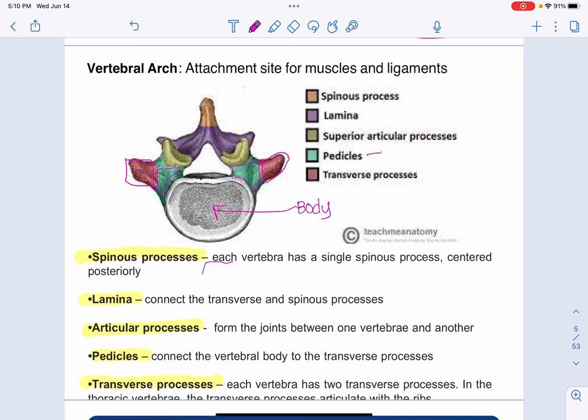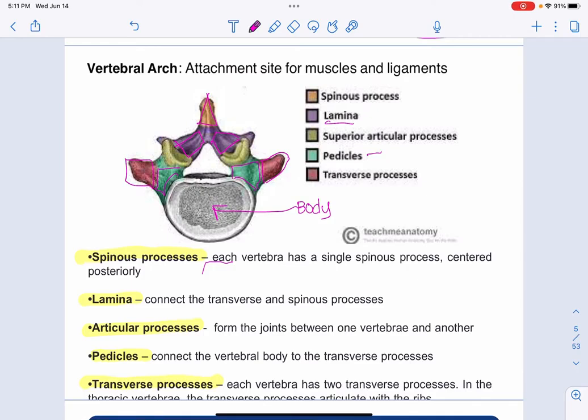Next to the pedicles, what is highlighted in purple is the lamina. That is this region here. And then off of the lamina is the spinous process. The spinous process is this protrusion that you feel. If you run your fingers along your spine, you will feel all of those bony protrusions sticking out. Those are the spinous processes of the vertebrae. Those are the basic components.